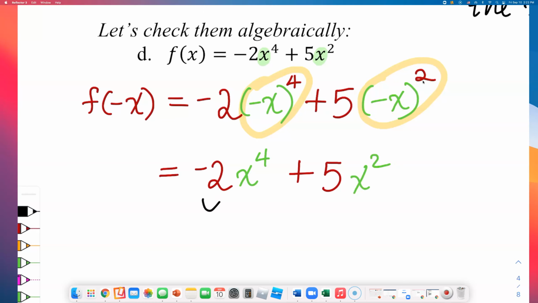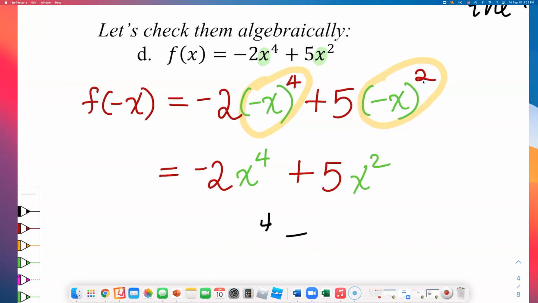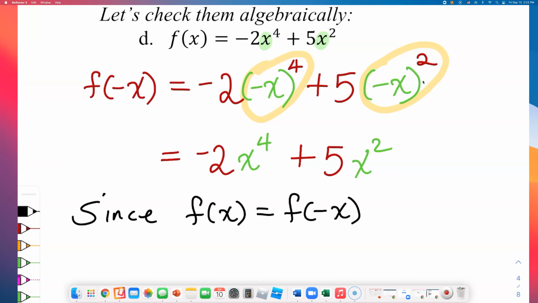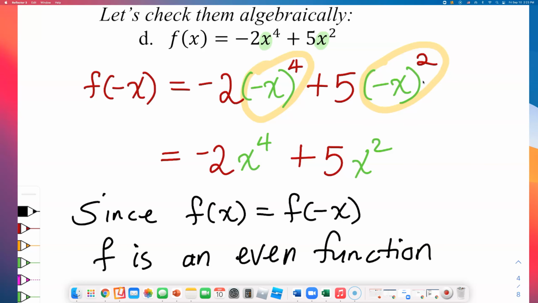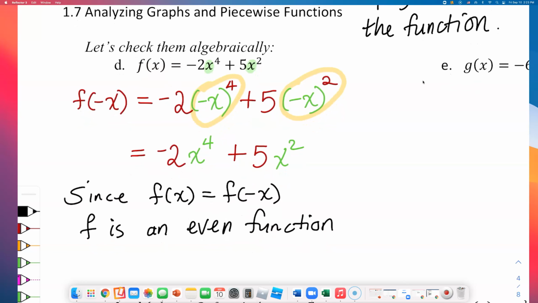Now, if you compare this to the original f of x, the original f of x was -2x to the 4th plus 5x squared. You notice how it's exactly the same, right? This is exactly the same as the original f of x, okay? If that happens, since f of x is exactly the same as f of -x, we know that f is an even function. If it comes out to be exactly the same as the original f of x, that's when you can say it is an even function.